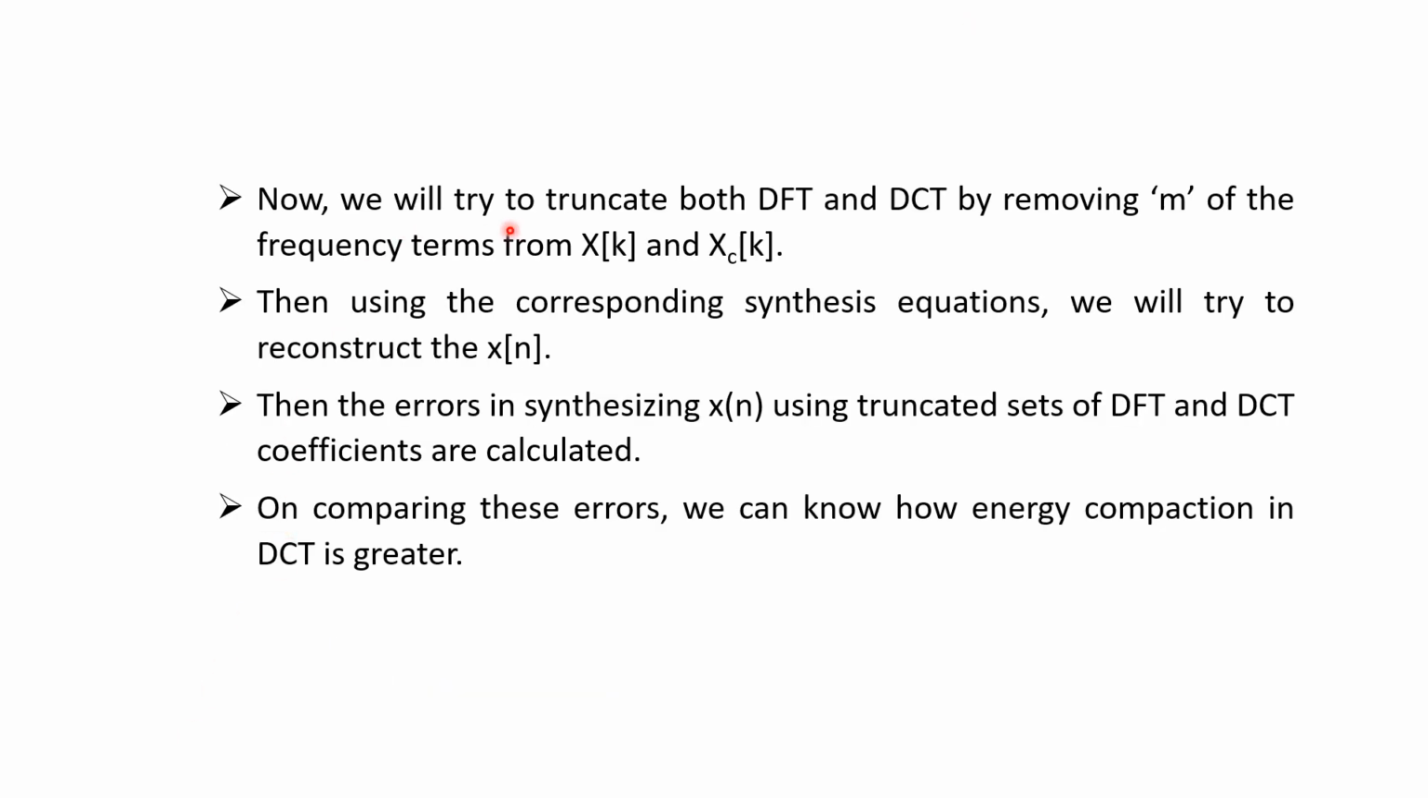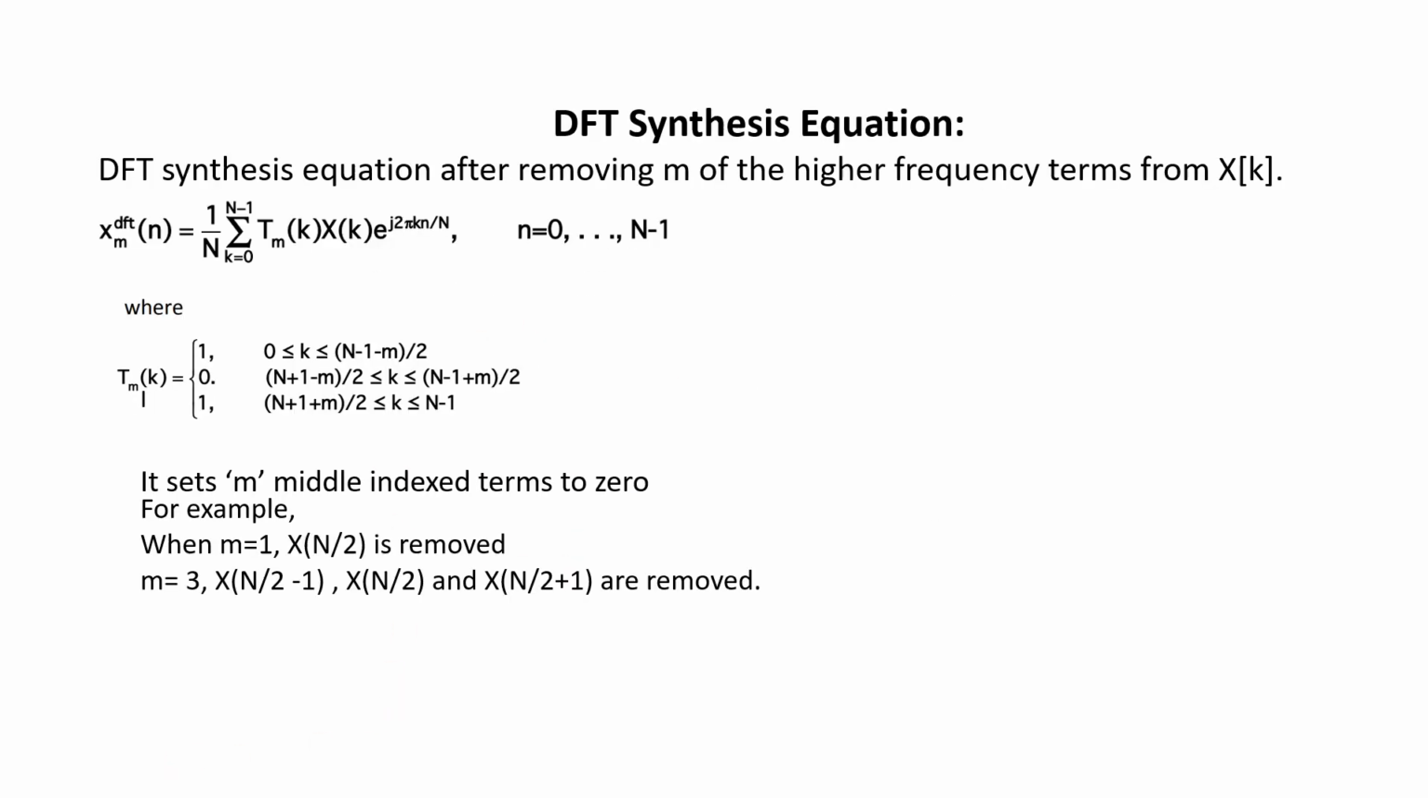Now we will try to truncate both DFT and DCT by removing m of the frequency terms from X of k and Xc of k. X of k is for DFT and Xc of k for DCT. Then using the corresponding synthesis equation, we will reconstruct x of n. Then we will calculate the errors between the reconstructed x of n and the original x of n. On comparing these errors, we can know that the energy compaction of DCT is greater.